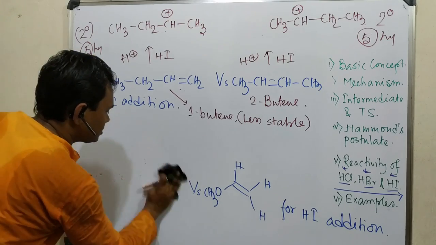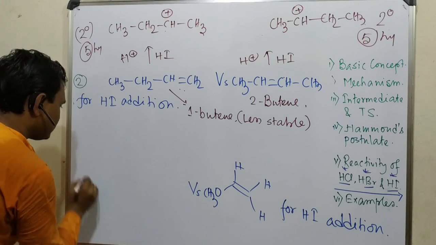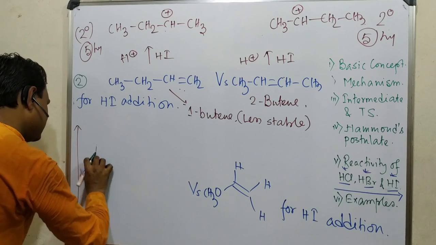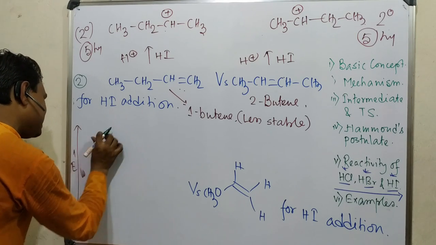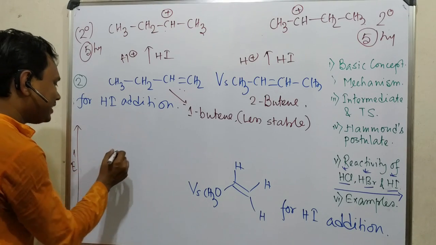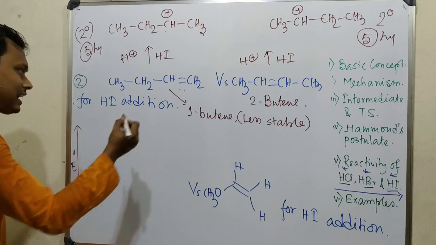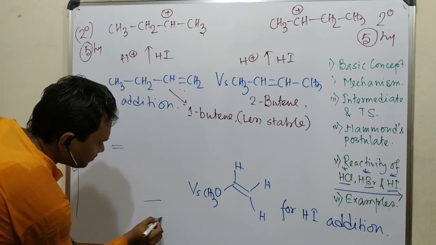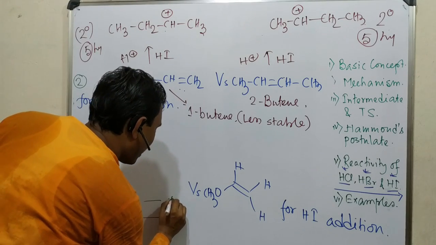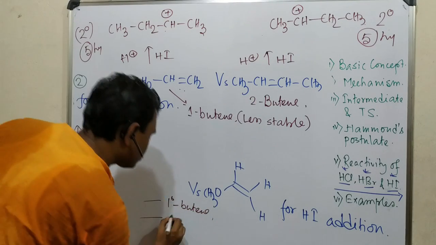Let's draw this in a different way. If we draw an energy axis, this is based on the Hammond postulate. So see, this is the utilization of the Hammond postulate. The ultimate intermediate is almost the same, closer, but for the reactant there is a difference. Why? Because this is relatively less stable. So this is 1-butene. This is more stable, this is 2-butene.